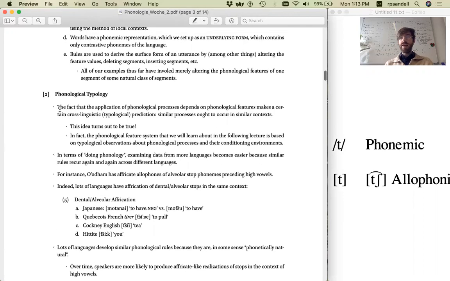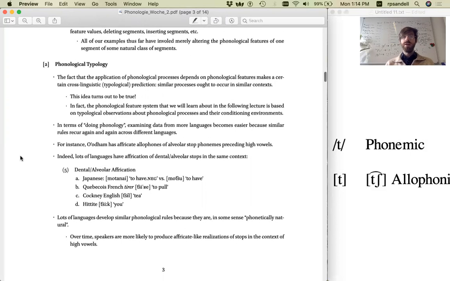And this fact that the application of phonological processes is dependent upon phonological features makes a specific typological prediction, namely that similar processes should be expected to occur in similar contexts throughout the languages of the world. And indeed, when we study phonological systems across many different languages, this general idea turns out to be true. As we'll discuss more next week, the phonological feature system that we are going to learn about is based mainly on typological observations about phonological processes and their conditioning environments.